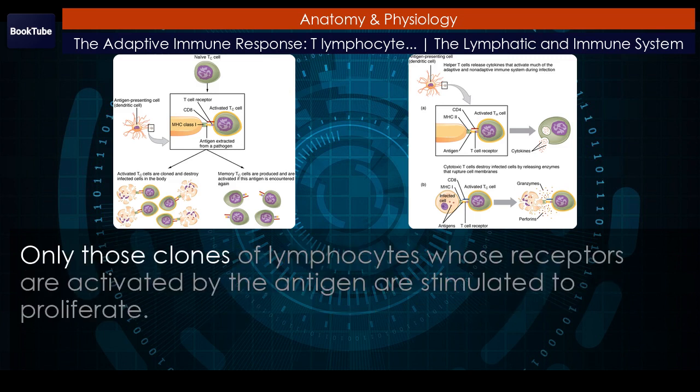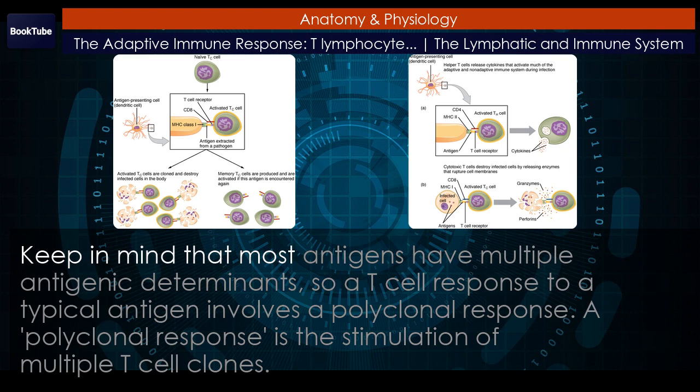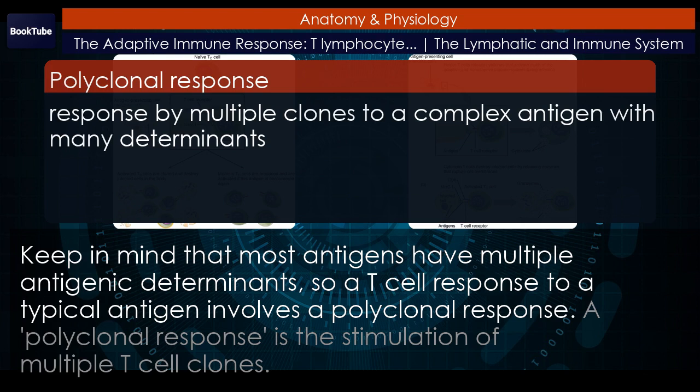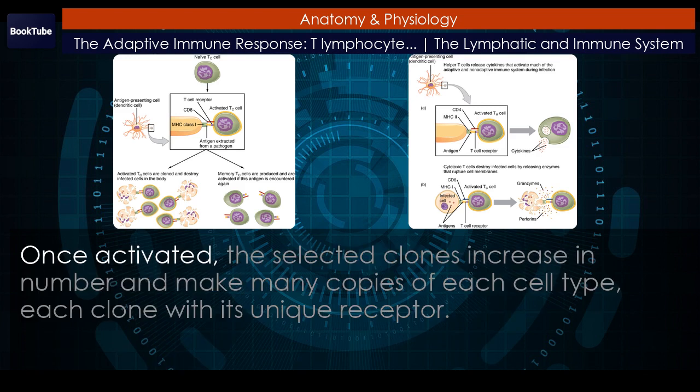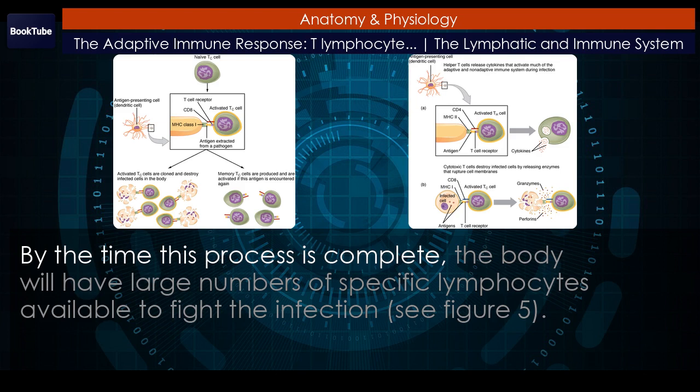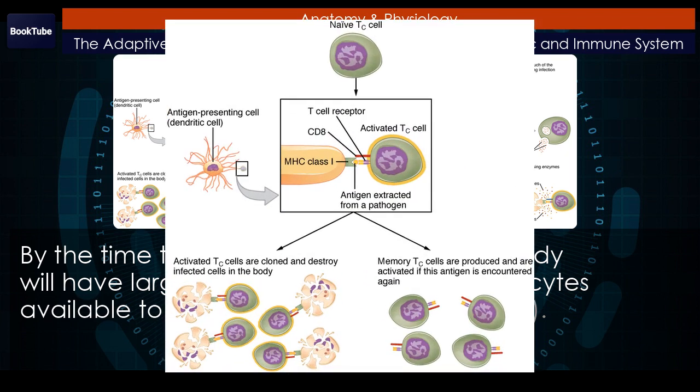Only those clones of lymphocytes whose receptors are activated by the antigen are stimulated to proliferate. Keep in mind that most antigens have multiple antigenic determinants. So a T cell response to a typical antigen involves a polyclonal response. A polyclonal response is the stimulation of multiple T cell clones. Once activated, the selected clones increase in number and make many copies of each cell type, each clone with its unique receptor. By the time this process is complete, the body will have large numbers of specific lymphocytes available to fight the infection. See Figure 5.